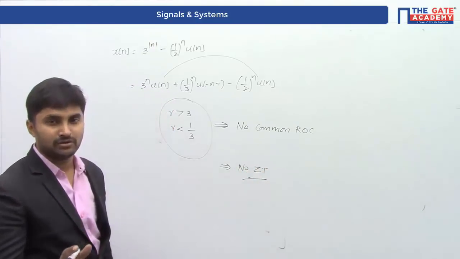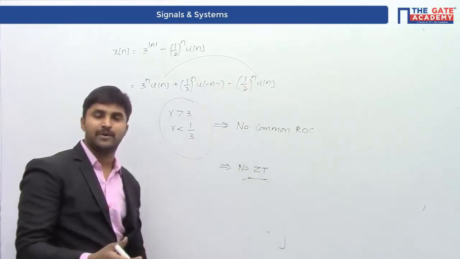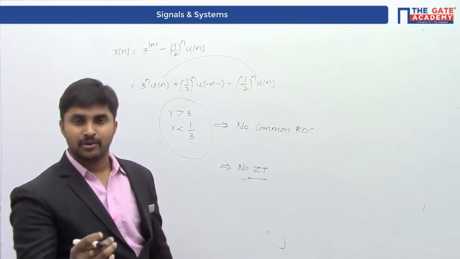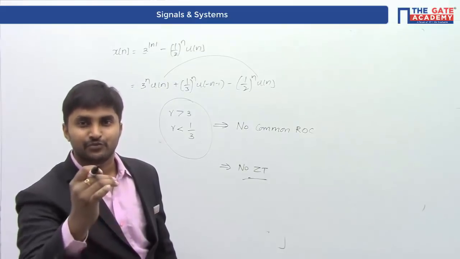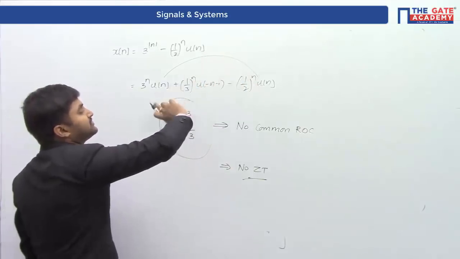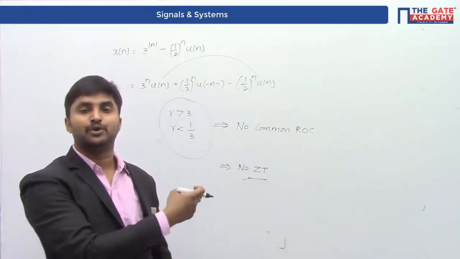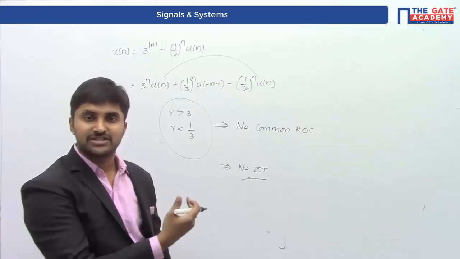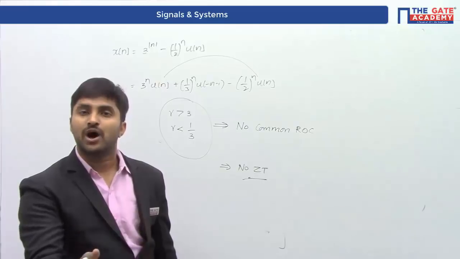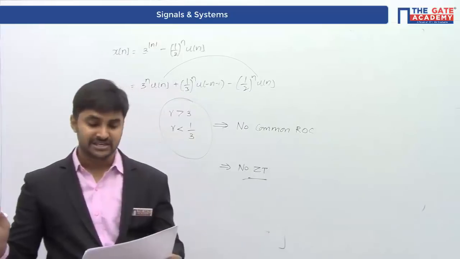Some students directly use the formula for the Z transform of a power n u of n and calculate it, but it is wrong in this question. Why? Because if you want to find the Z transform, you have to first ensure that there is a common region of convergence. You can write the mathematical expression of the Z transform, but whether it exists or not depends purely on the ROC. If there is no common region of convergence, then there is no Z transform. So this particular signal does not have any Z transform.